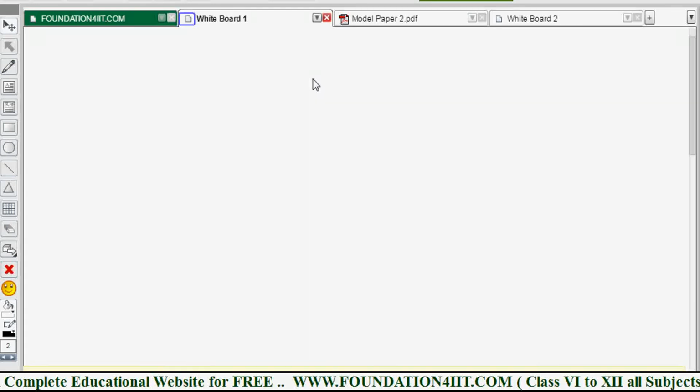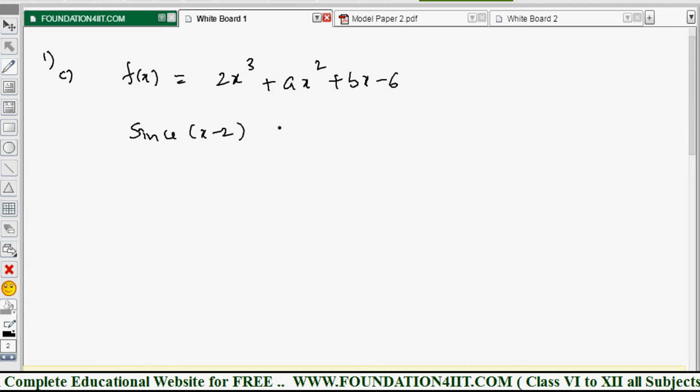The equation is given, let it be f of x. First, we see that f of x is given: 2x cube plus ax square plus bx minus 6. Since x minus 2 is a factor, it means x minus 2 is a factor of f of x. Therefore, f of 2 is equal to 0.